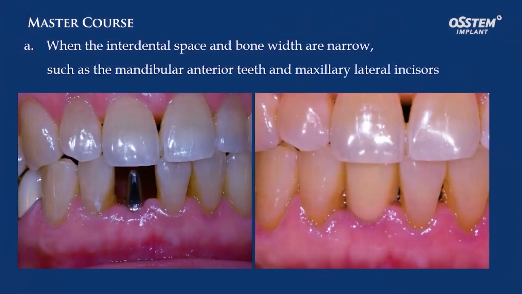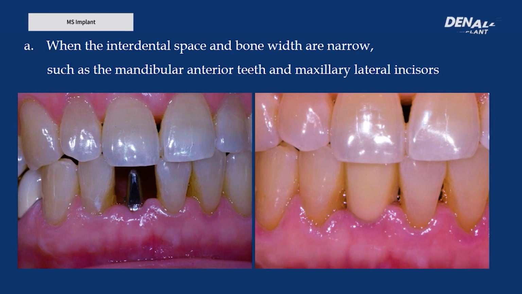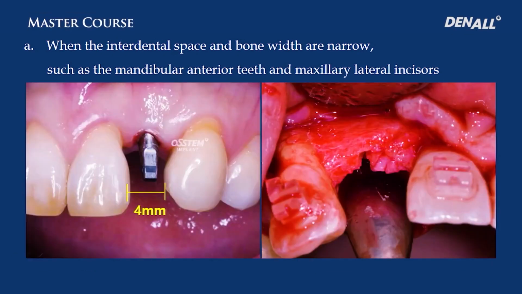Looking at the MS narrow implant indications, it can be used for narrow ridges, especially the lower anterior. If the bony width is narrow, it can be used in the case of upper lateral incisor. If the ridge is narrow, you can use it. One body implant needs to be placed in one-stage surgery. In the case of upper lateral incisor, it has aesthetic demands. It can be limiting, but still, if the ridge is narrow, you can use it.